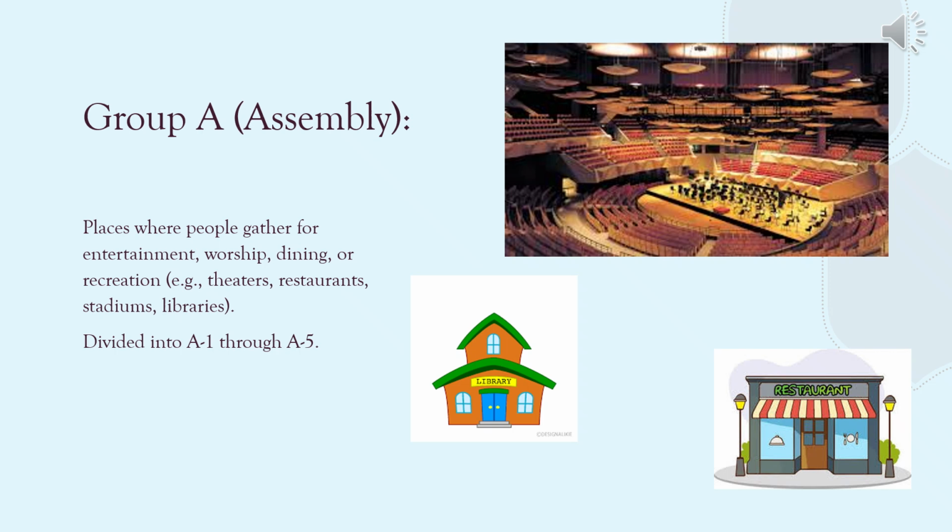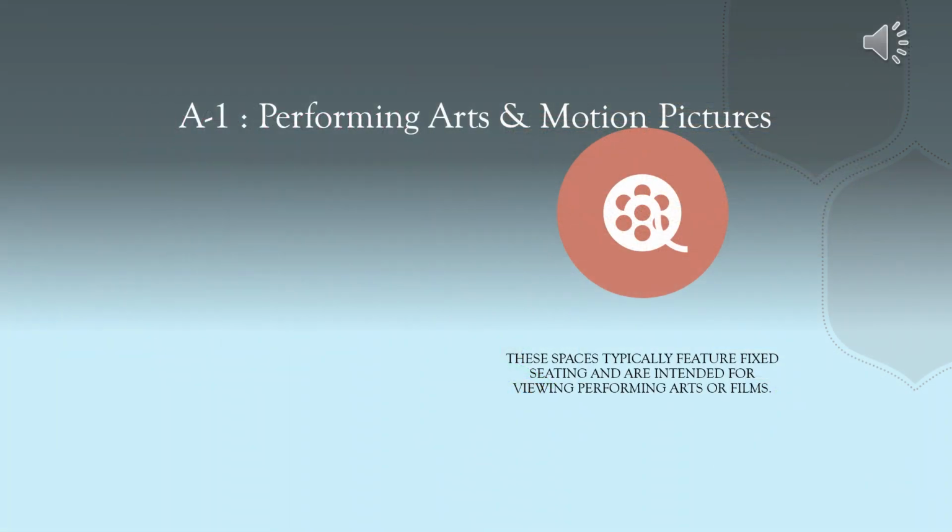So let's begin at Group A, assemblies. Places where people gather for entertainment, worship, dining, or recreation. So we're thinking about theaters, restaurants, stadiums, libraries, churches. They're divided into groups A1 through A5. We're going to go through these kind of quick, but we can always review again. So A1 is your performing arts and motion picture type applications.